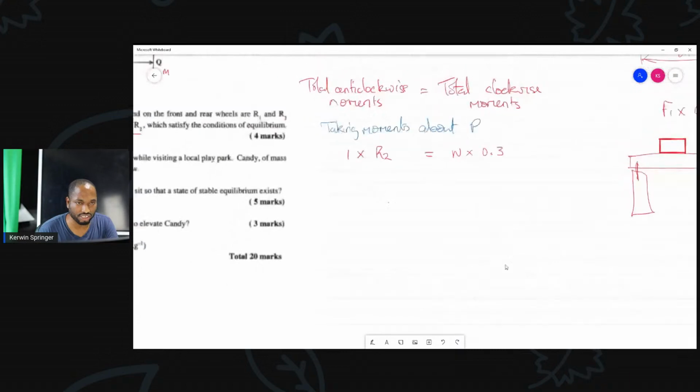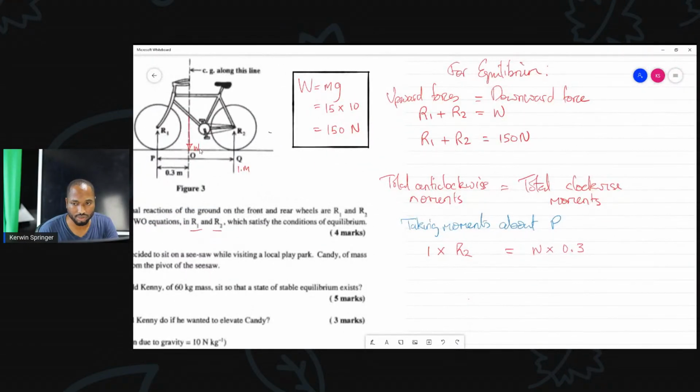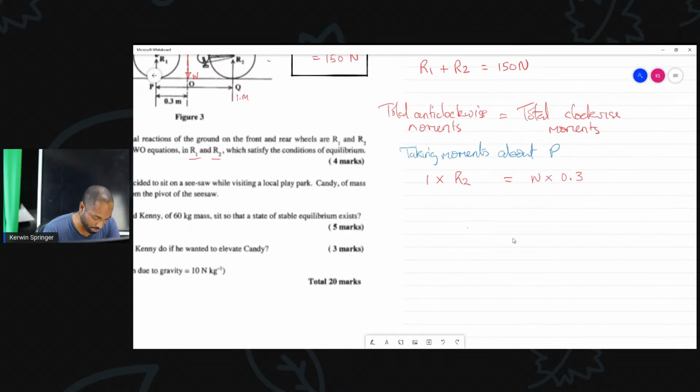So another thing that we can see, 0.3 by W should be equal to 1 by R2. Another thing, if we take moments about point Q, then 1 times R1 should be equal to W times 0.7. Well, 1 minus 0.3.